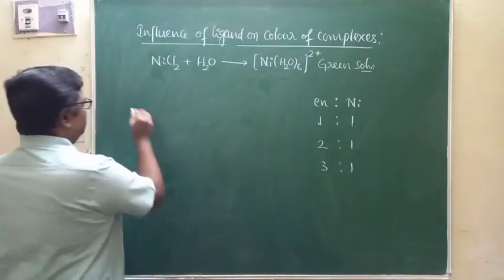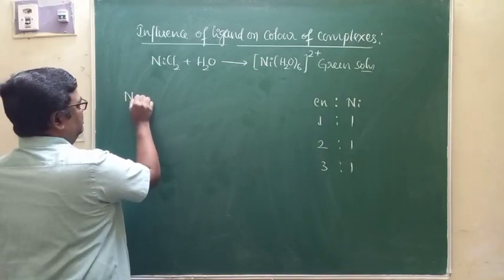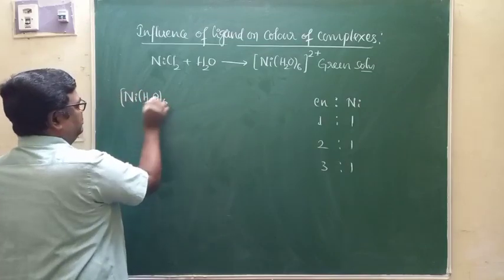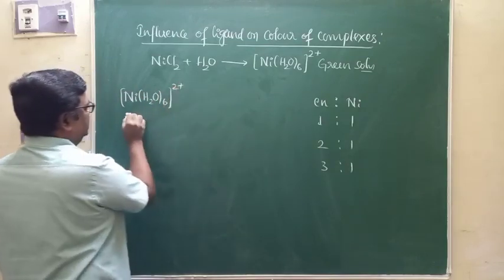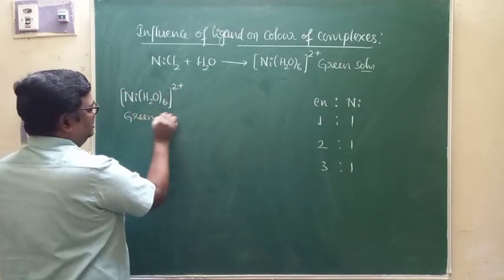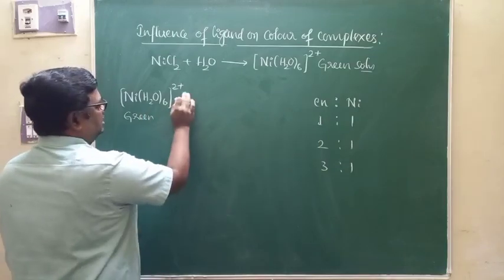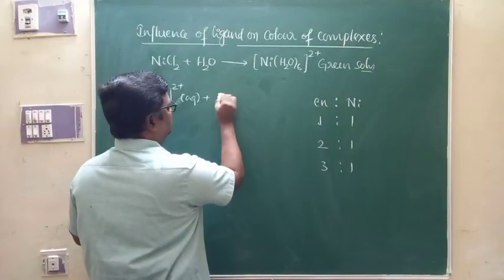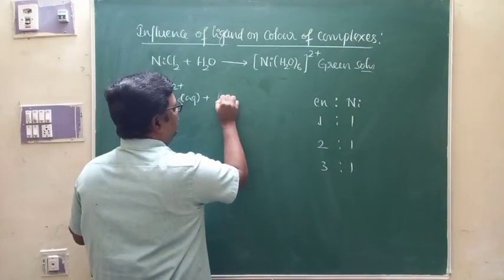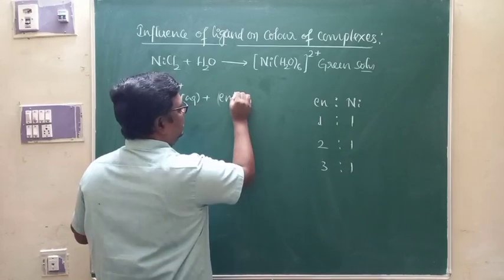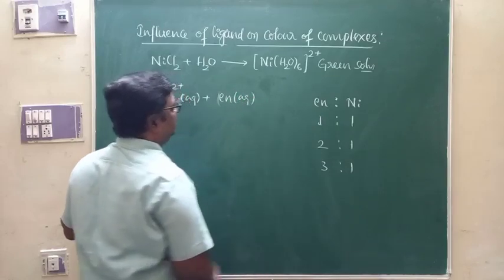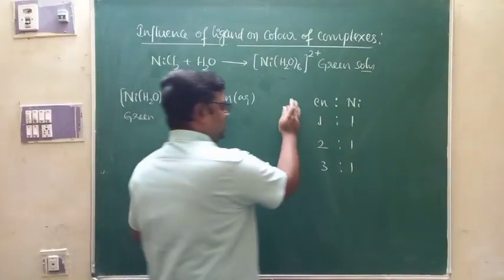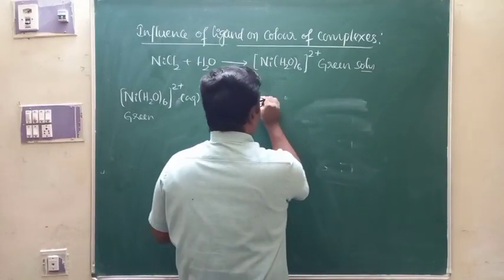So for example, we have this [Ni(H2O)6]2+ ion. As I said, this is a green colored solution. If it is mixed with 1 mole of ethane 1,2-diamine solution, you are going to get a complex there.